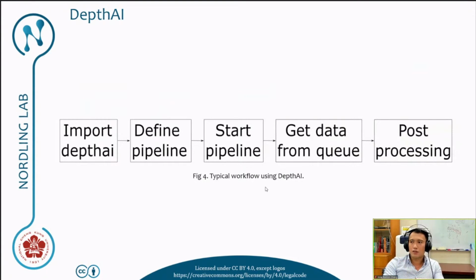This is actually very important, and I would like you to please pay attention to this and remind yourself, because when we're doing the code, you will see this pattern come out many times. So we need to import our packages, define our pipeline, start our pipeline, get data from the queue, and do the post-processing.